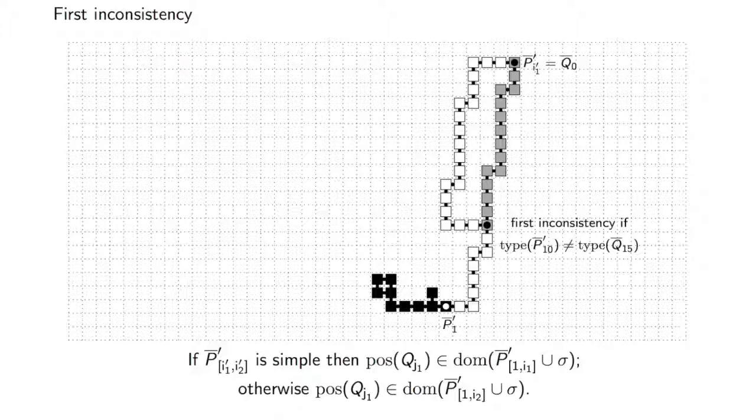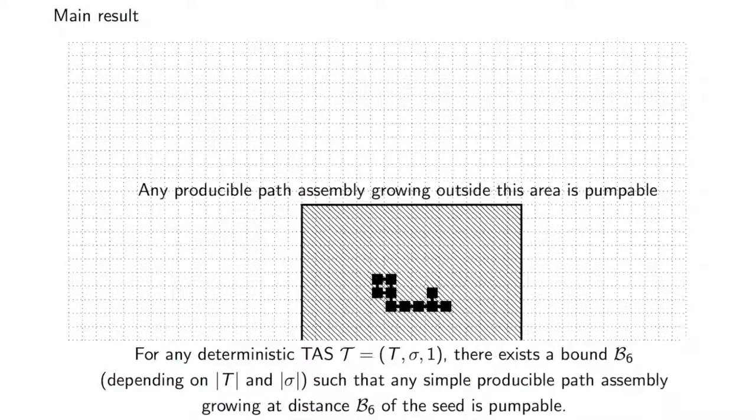Then the first inconsistency occurs either in a position occupied by a tile of the beginning of P, or by a tile of the seed, or by a tile of the candidate segment. This property is due to the periodicity of Q. Finally, the main result of this article is the existence of a bound which depends only on the size of the tile set and of the size of the seed. We prove here that any simple path assembly growing at a distance more than this bound from the seed is pumpable.